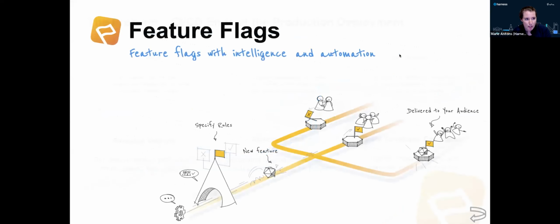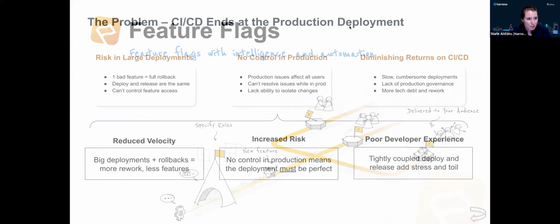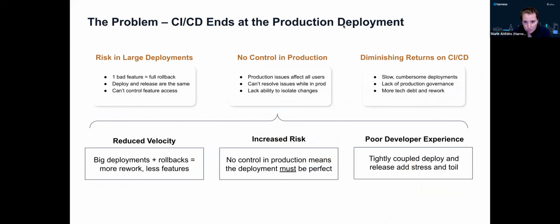So what are feature flags? Feature flags solve quite a few problems. They help you solve the risk in large deployments, and also small deployments, because at my first startup I built a tenant to landlord ACH payment system, and that thing was riddled with bugs.